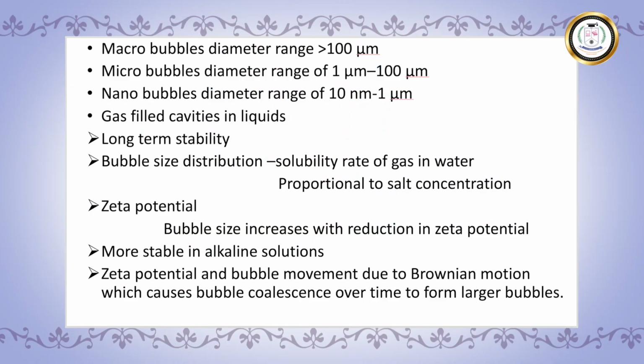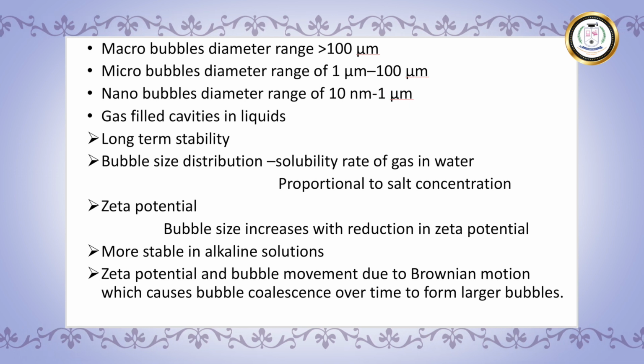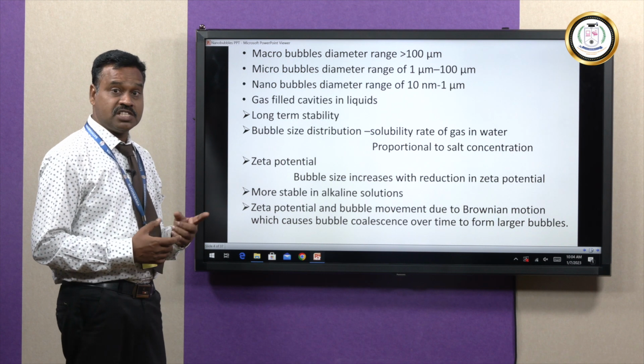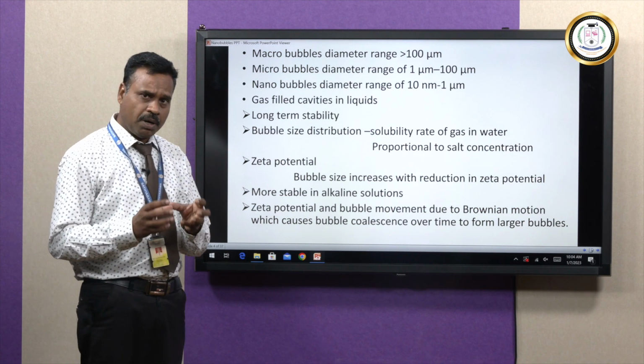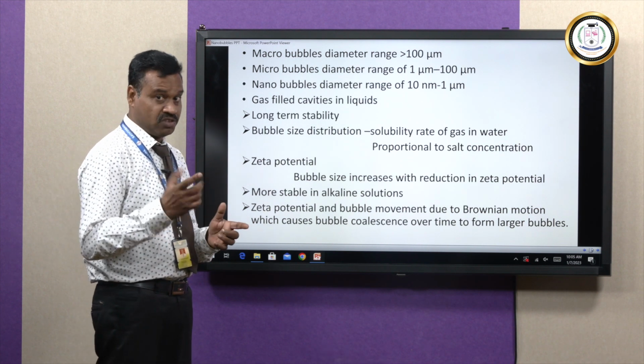So nano means gas-filled cavities in liquids. Any gas we can induce in any liquid to enhance some properties. Then there are long-term stability and bubble size distribution. A bubble is generally spherical in shape. How does the bubble distribute in the water?